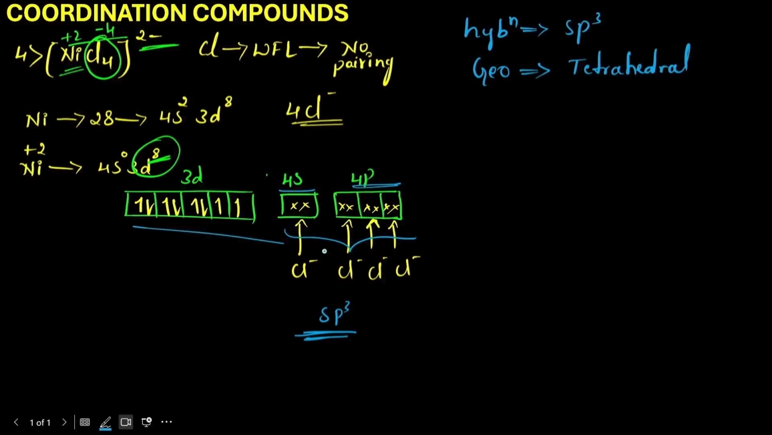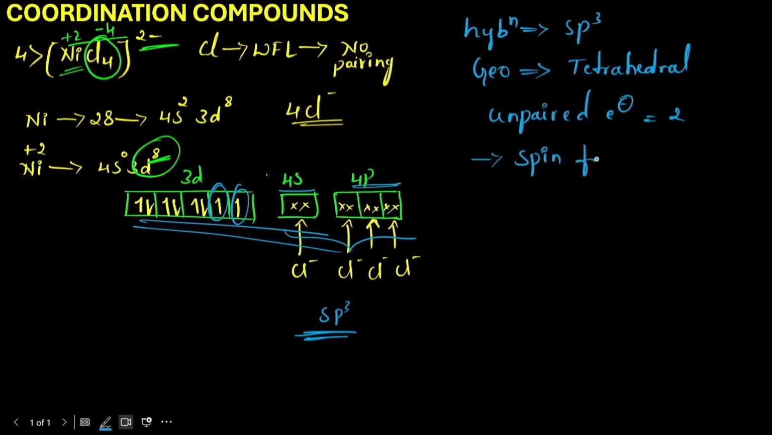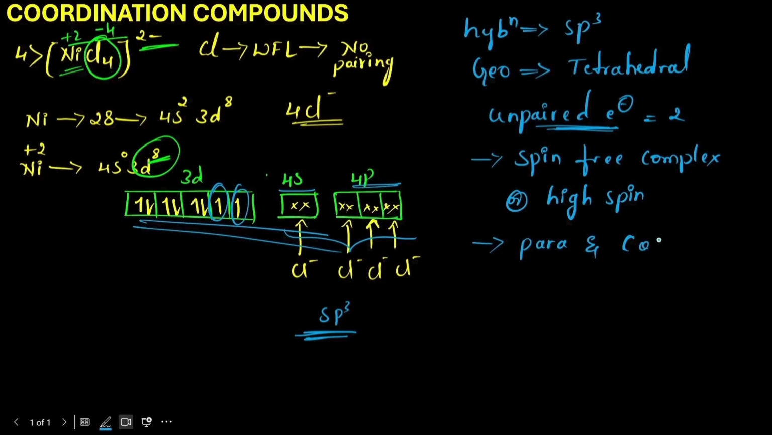Is there any unpaired electron in this system? Yes, we have 2 unpaired electrons. Number of unpaired electrons is equal to 2. Therefore it is a spin free complex, which is also called a high spin complex. Due to the presence of unpaired electrons, it is paramagnetic in nature, and the compound is colored.